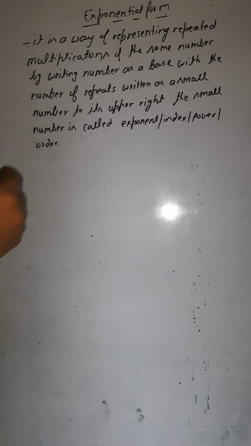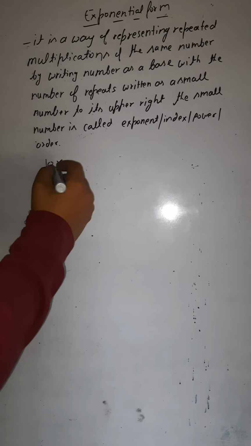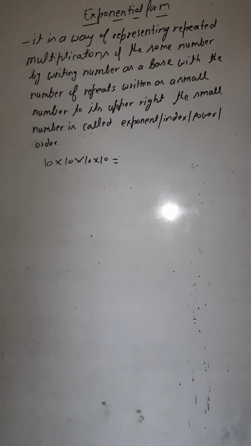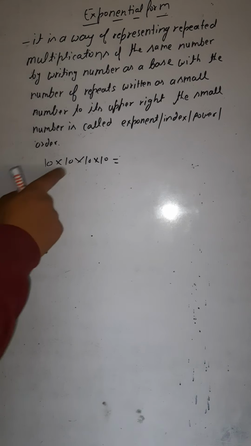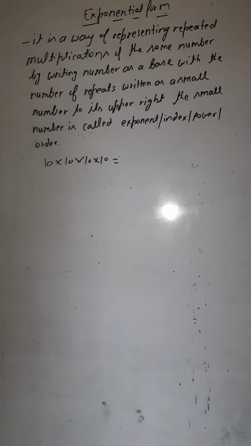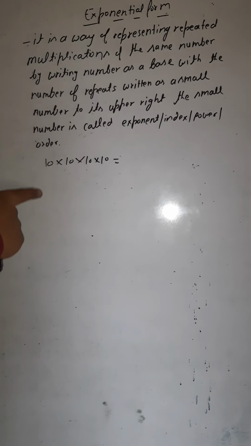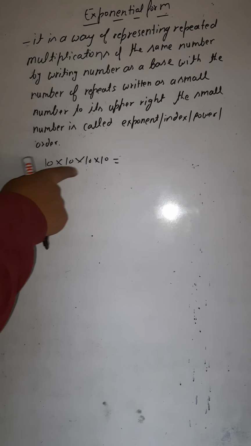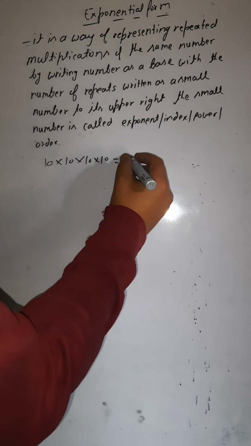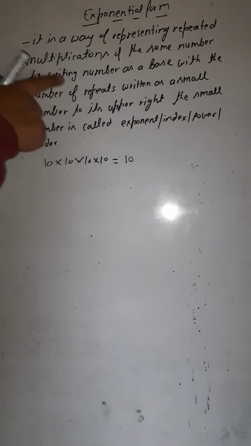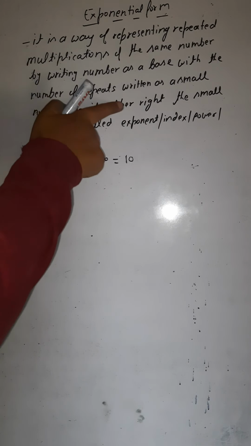Let's say I have the repeated multiplication of 10, like I'm writing 10 multiply 10 multiply 10 multiply 10 multiply 10. The number which is being repeated, you would write as a base, like this is the base, with the number of repeats written as a small number to its upper right.